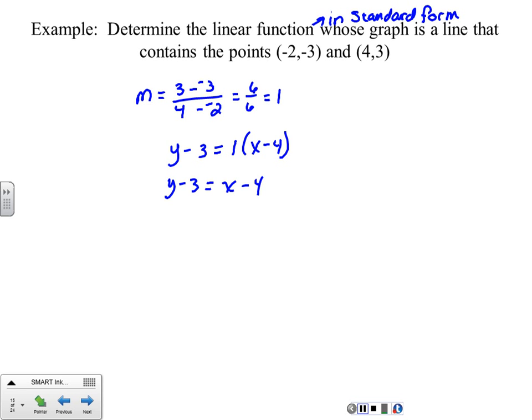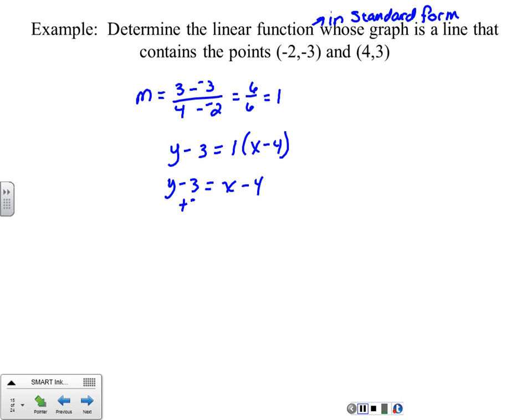Now I want it in standard form. What does that mean? Y has to be by itself? That's slope-intercept form. I don't want slope-intercept form, I want standard form. x and y have to be on the same side equal to your constant. Can you do that for me? Manipulate this equation to where x and y are on the same side equal to a constant. And there's a few more stipulations, but we'll talk about those in just a second.